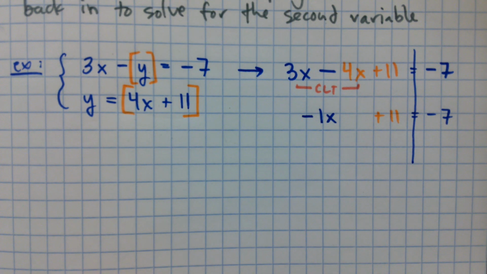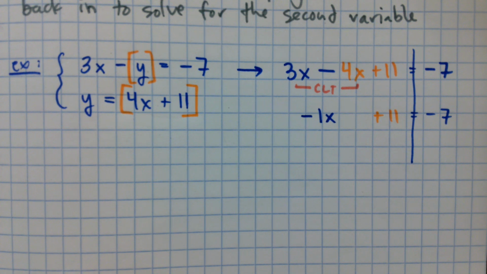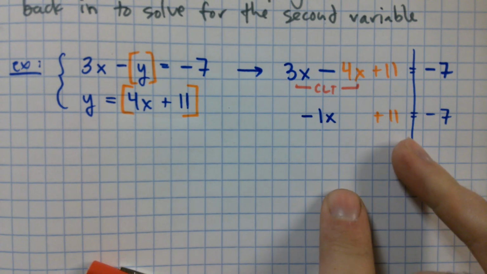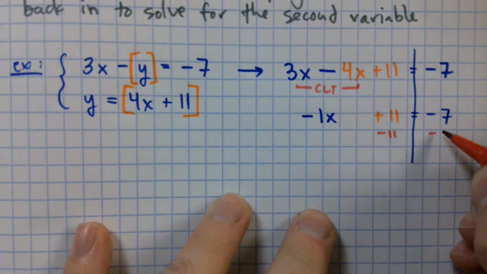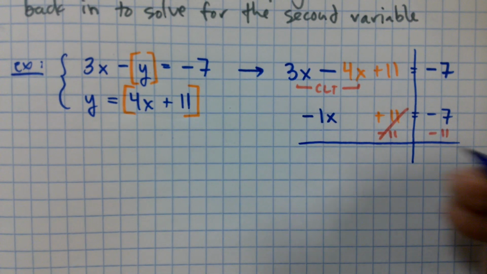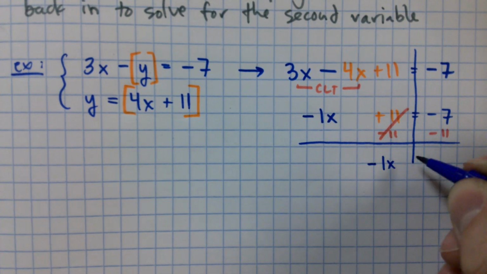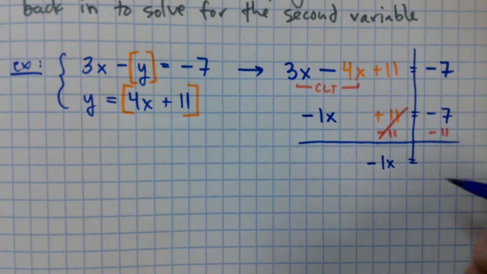Is everybody with me so far? Okay. What can I do now? Colby? Combine the constants. How can I get this 11 to jump over to the other side? By subtracting it. Leaving me with negative 1x equals, what's negative 7 minus 11? Negative 18.